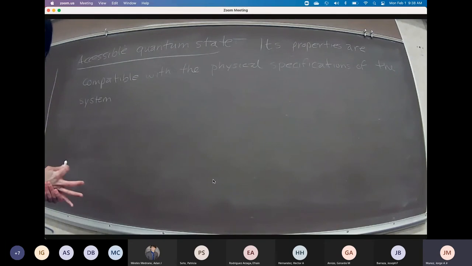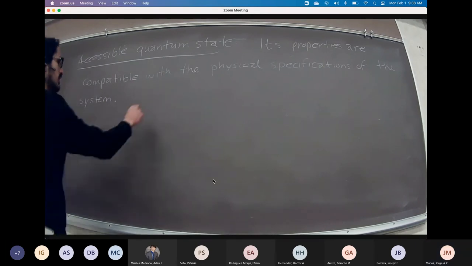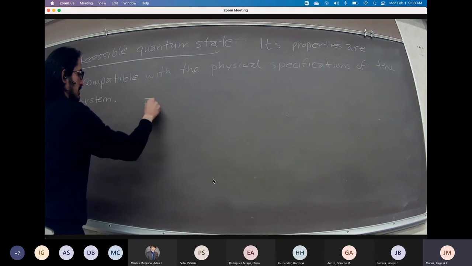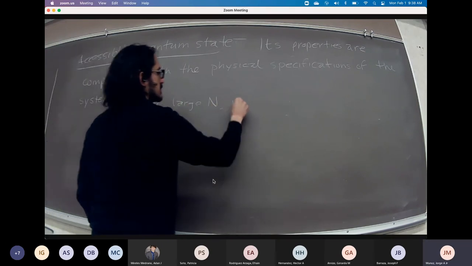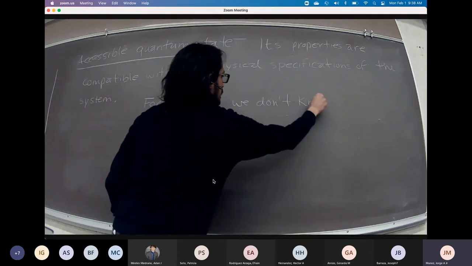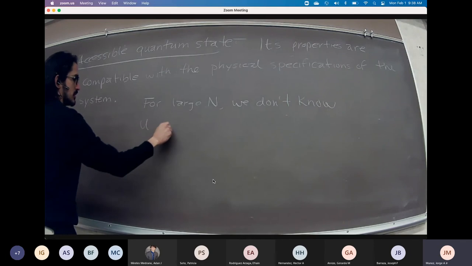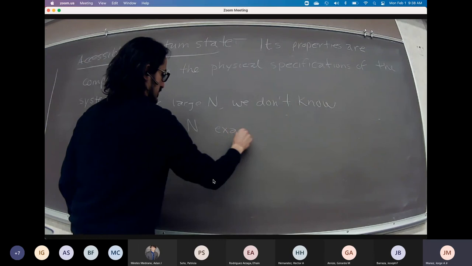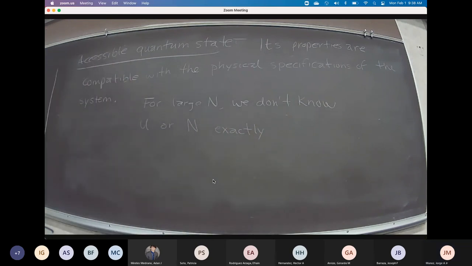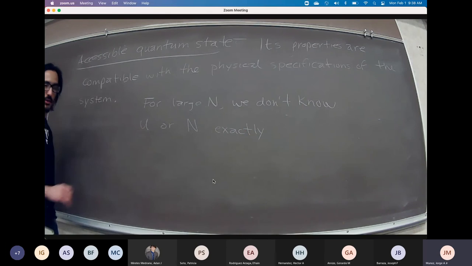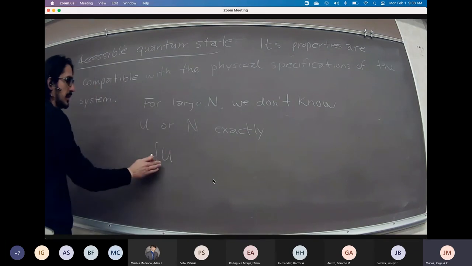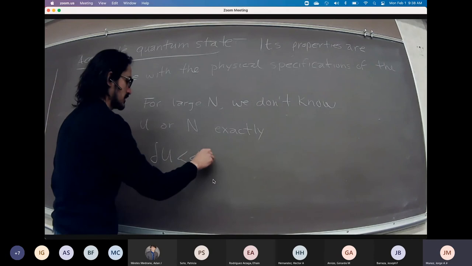And there is, let's see, for large systems, we don't know the energy or number of particles exactly. Yeah, you cannot really start counting the atoms in your sample. You have to make an approximation, and also for the energy. But what is going to be true is that any energy fluctuation, so delta U, is much smaller than the total energy.